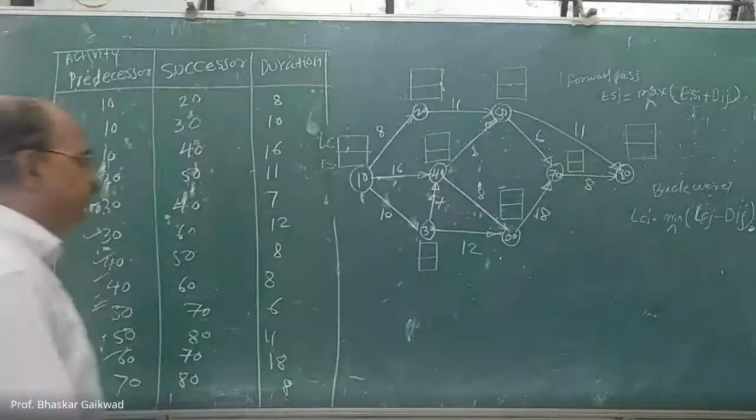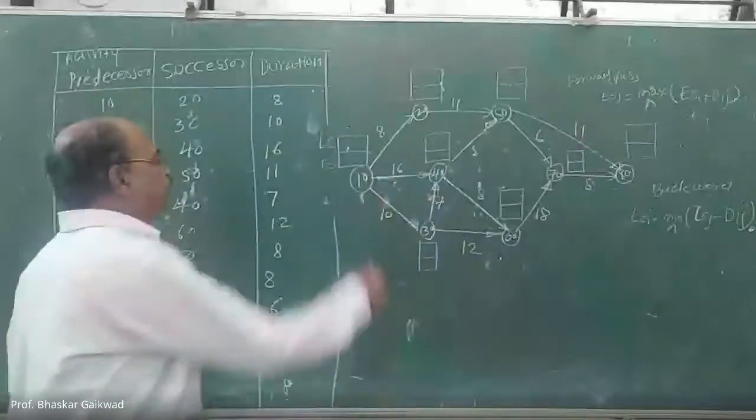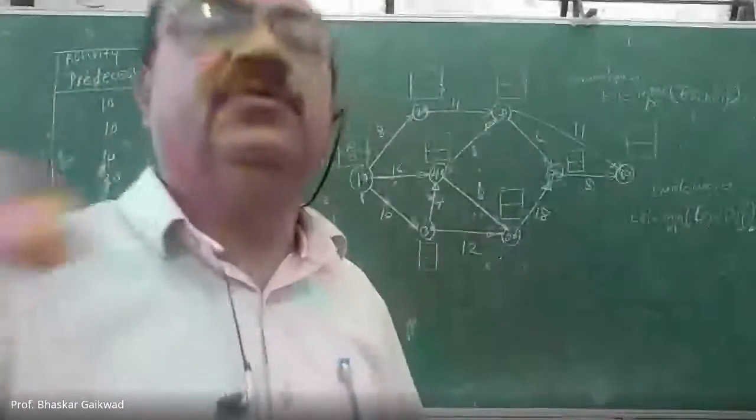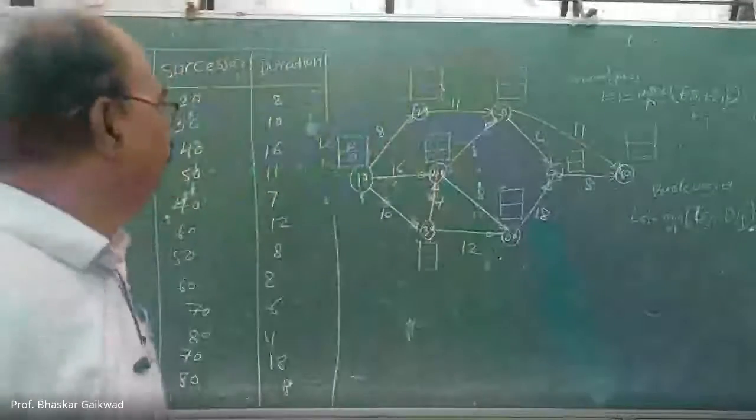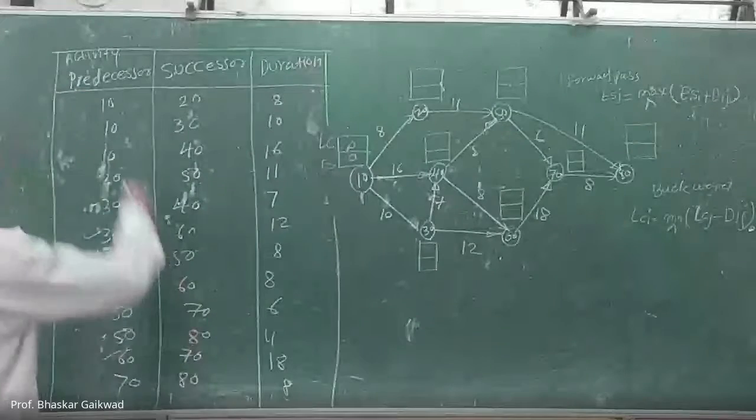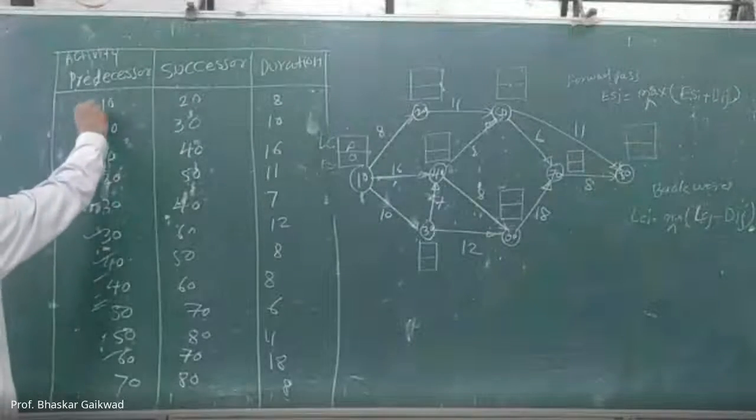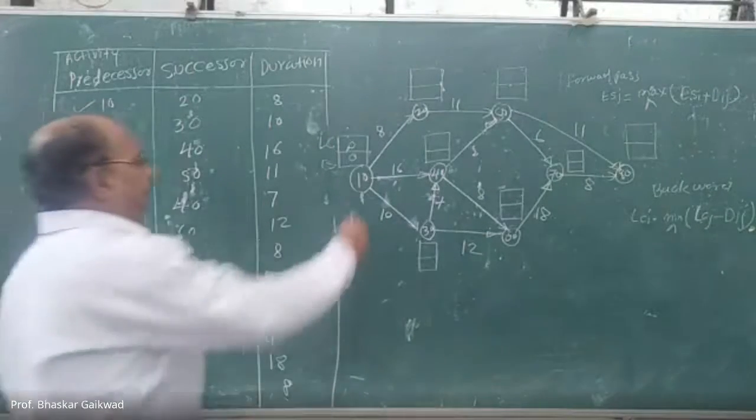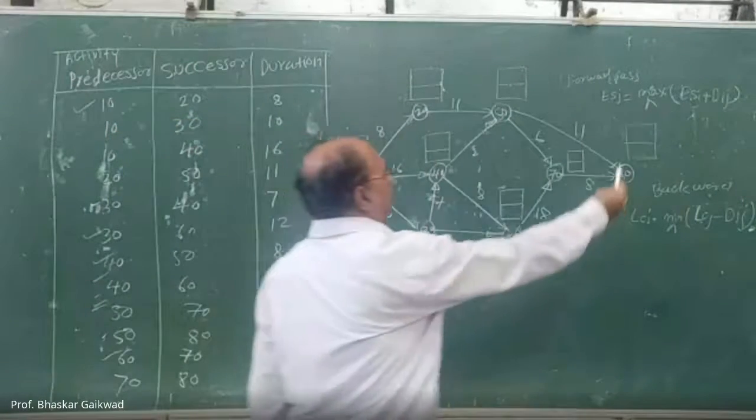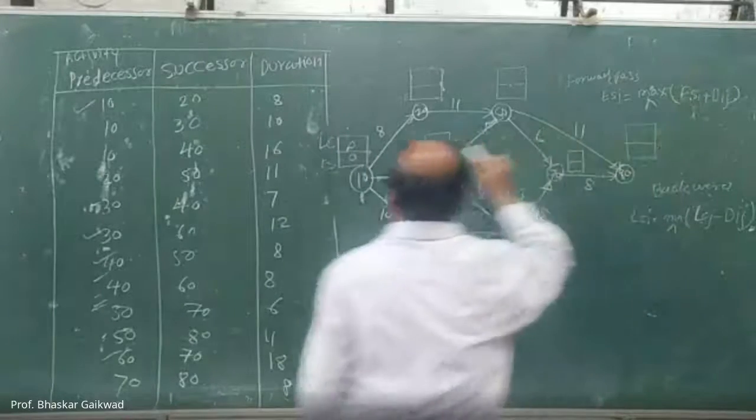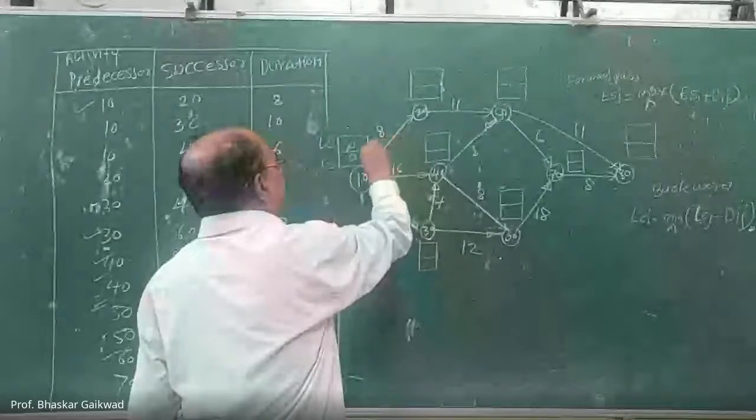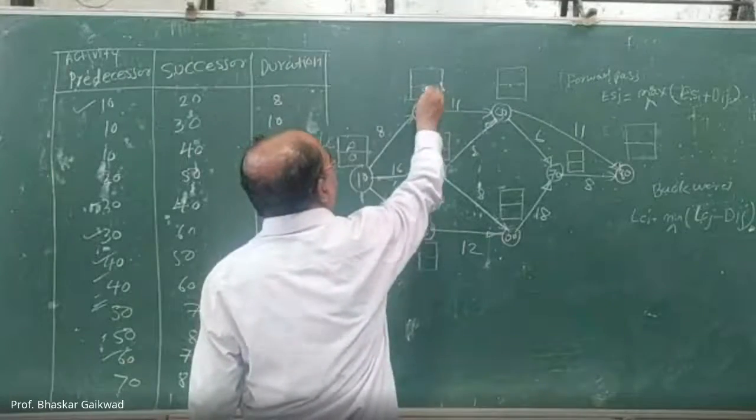Initially you have to consider 0, 0. So what is the first activity? 10 to 20. You can use this formula: this ES(i) plus D(ij), meaning this activity. How much is here? 8. So you can write 8.